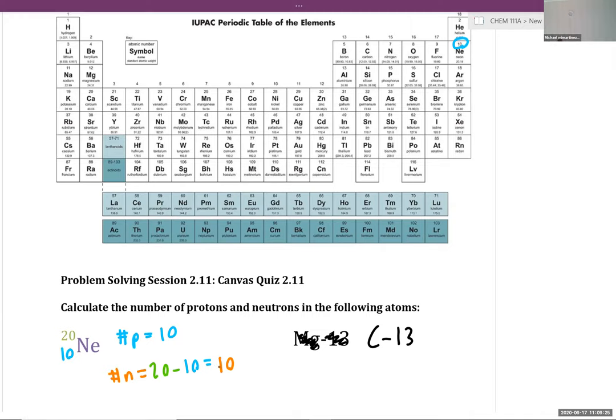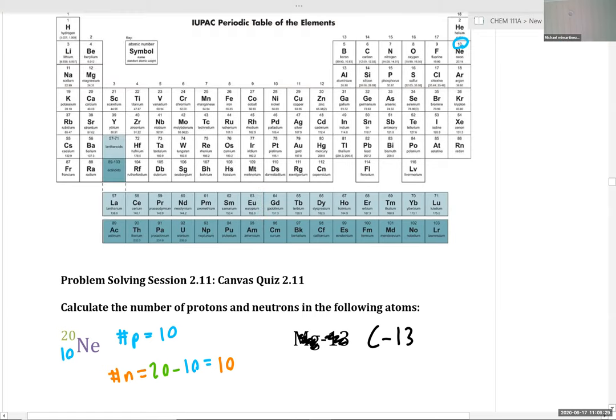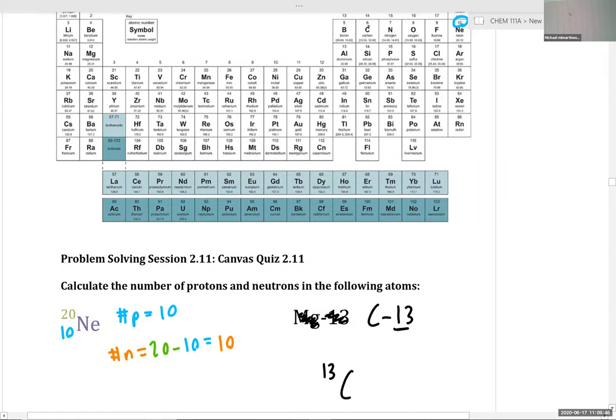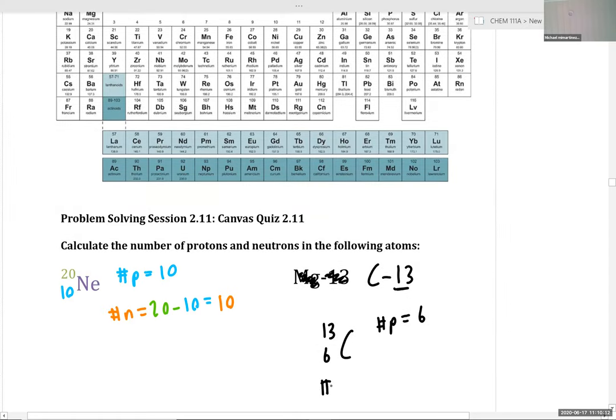Okay, so let's now look at carbon 13. I always like to write it in standard isotope notation. So what does this 13 represent? Is it the atomic number, the mass number? It's a mass number, yep. So then, looking at carbon in the periodic table, what is carbon's atomic number? 6, yep. The 12 is the average atomic mass, but 6 is the atomic number. So we see our number of protons is equal to 6. And now let's calculate the number of neutrons. So the number of neutrons is equal to the mass number minus the number of protons, and that gives us 7 neutrons. Does this make sense to everyone so far?